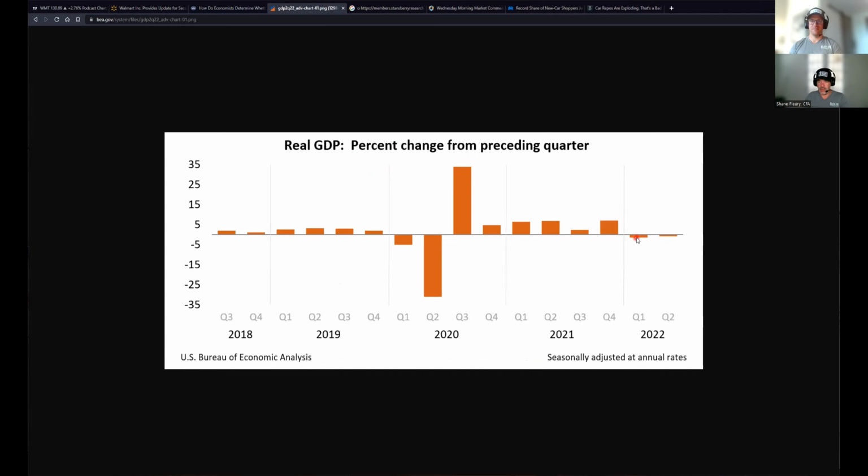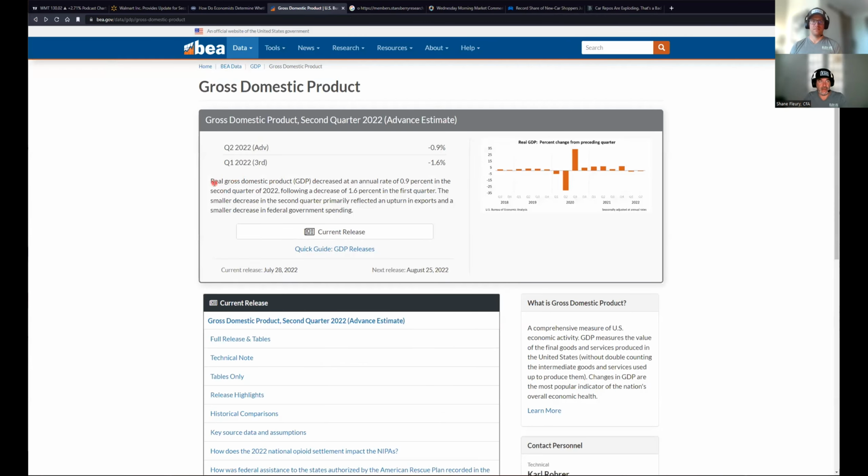In the first quarter, GDP shrunk by 1.6%. In quarter two, the initial estimate at least is that it dropped by 0.9%. You can find the GDP estimates out here at bea.gov. This is just the first estimate, by the way. They're going to update this two or three more times before they call it final. So this 0.9% could change. It could get better, it could get worse. So we'll get a couple of updates to it.